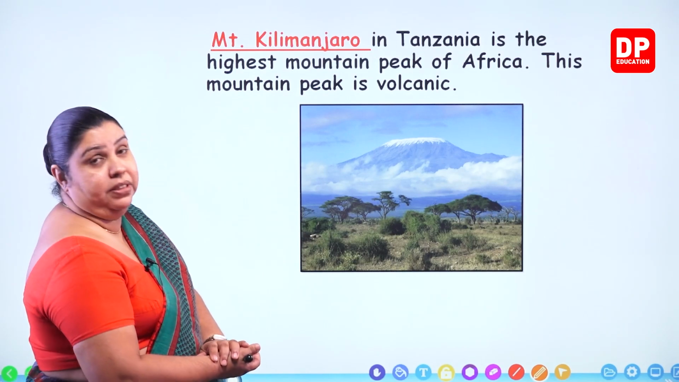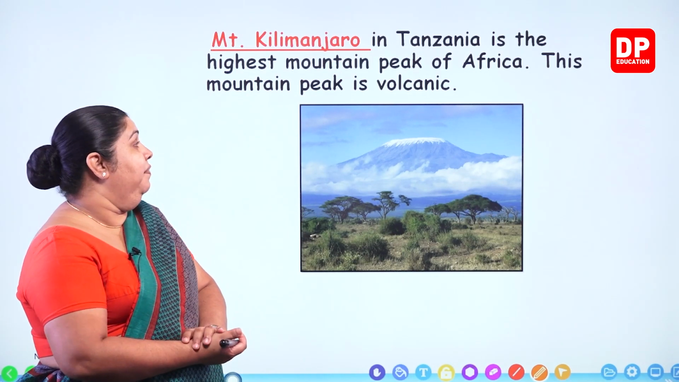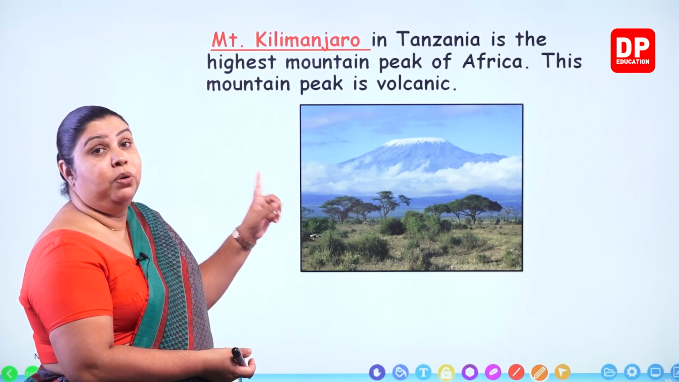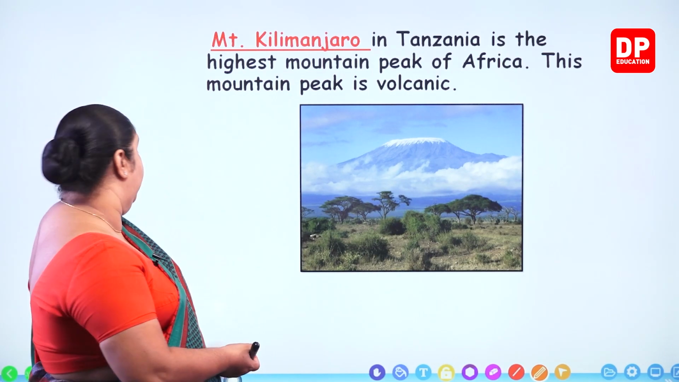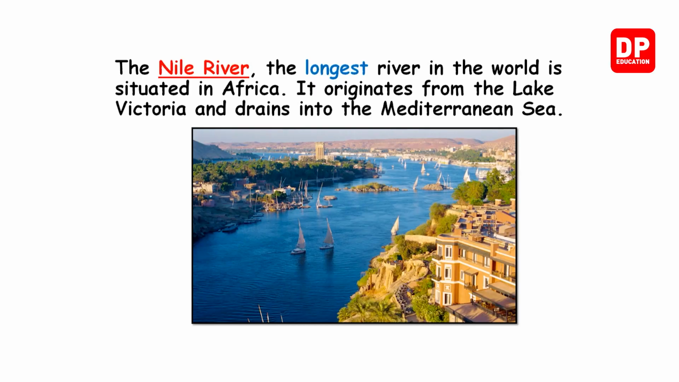So it can erupt. So what is the highest mountain in Africa? Kilimanjaro is the highest mountain. The Nile River, the longest river in the world, is situated in Africa.